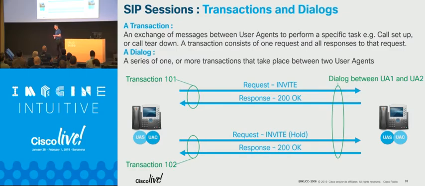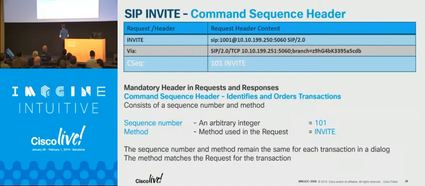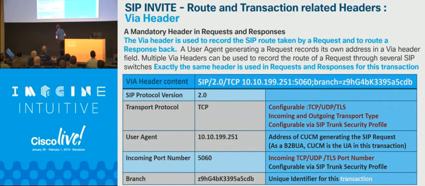Okay. And if we look at those transactions here and how those are borne out and displayed in the headers, the first one here is the command sequence header. So in the command sequence header, what you can see here is CSeq 101 INVITE. So in the first transaction, you'll see CSeq 101 INVITE. When I place the call on hold, you'll see CSeq 102 INVITE, for example. And actually, did I miss a slide? Yeah, I did miss a slide, so excuse me. And the other thing that you'll see here is the via header.